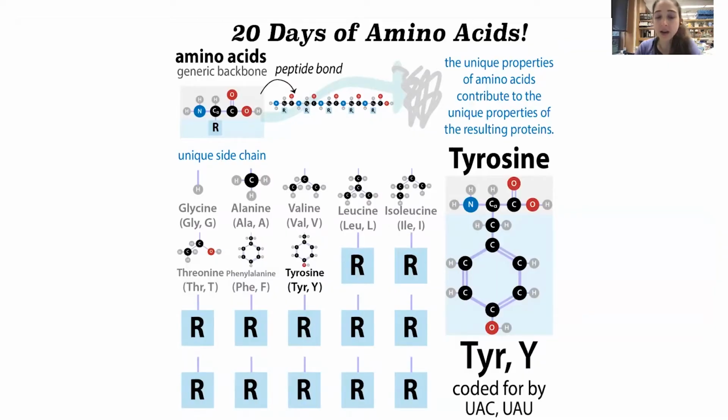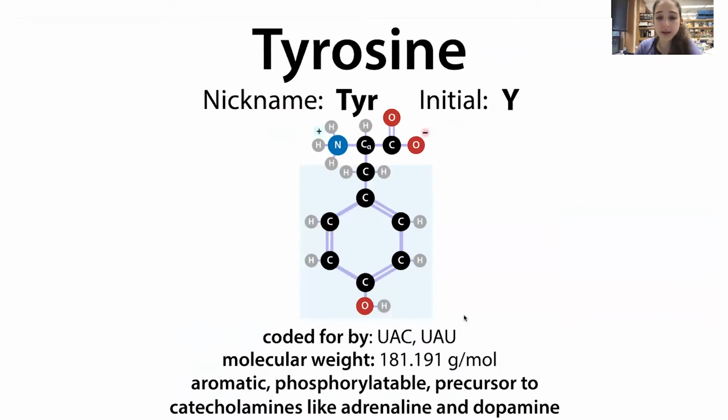This is day 8 of 20 days of amino acids, and we are at tyrosine. So tyrosine is coded for by UAC, and every time the ribosome is traveling along the messenger RNA and it sees one of those codon words, it's going to put in a tyrosine. So a tRNA holding a tyrosine is going to come and add it to the chain.